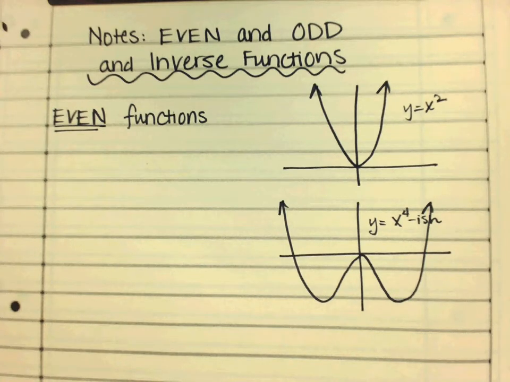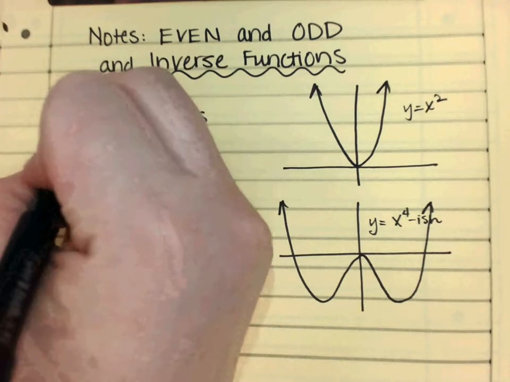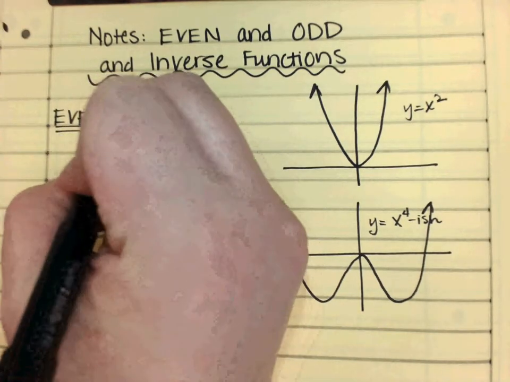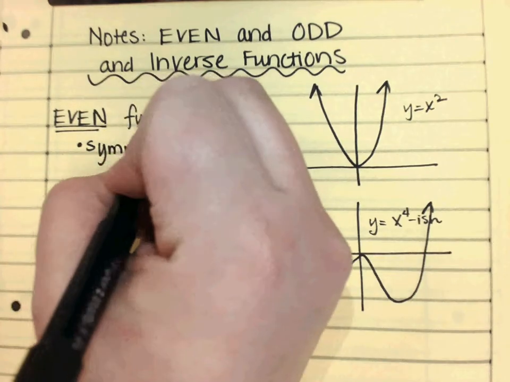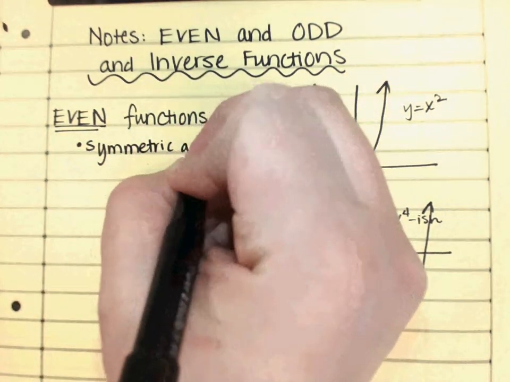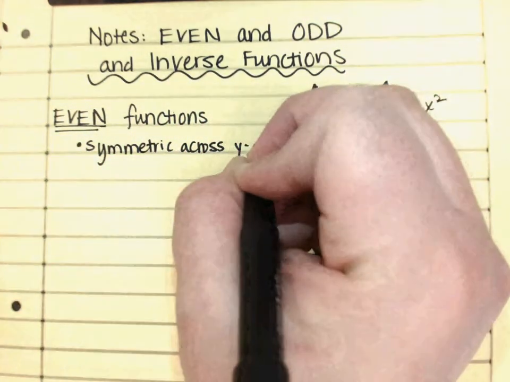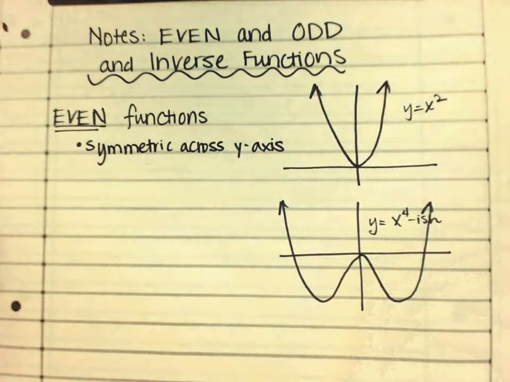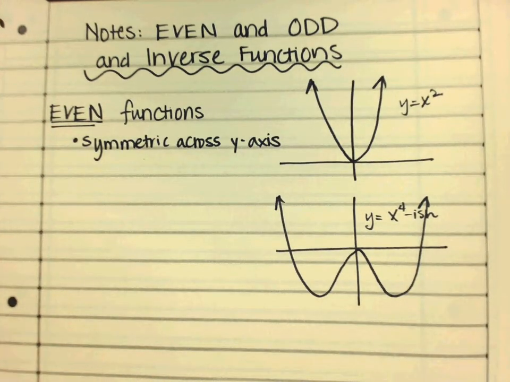Symmetric across the y-axis. Good. That's one thing I was looking for. So, even functions are always symmetric across the y-axis. Now, for calculus, that's going to be a very important feature because when a graph is symmetric across the y-axis, that affects whether your y values change sign or not when you change sign on x.